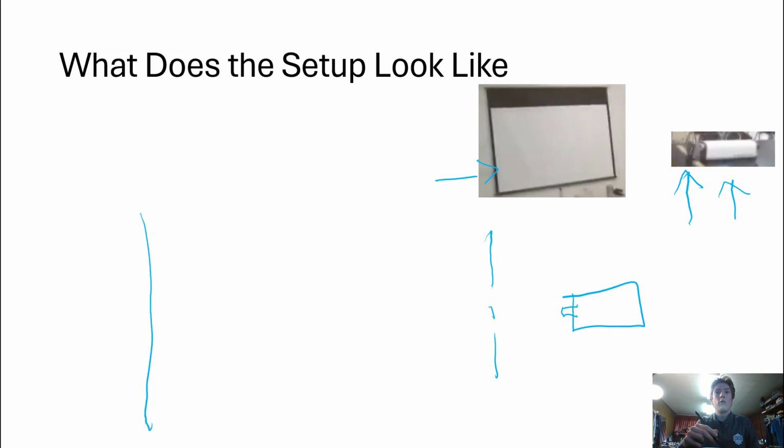You can think the screen will be very, very far away compared to the magnitude of the slit distance right here. So let's find our values.